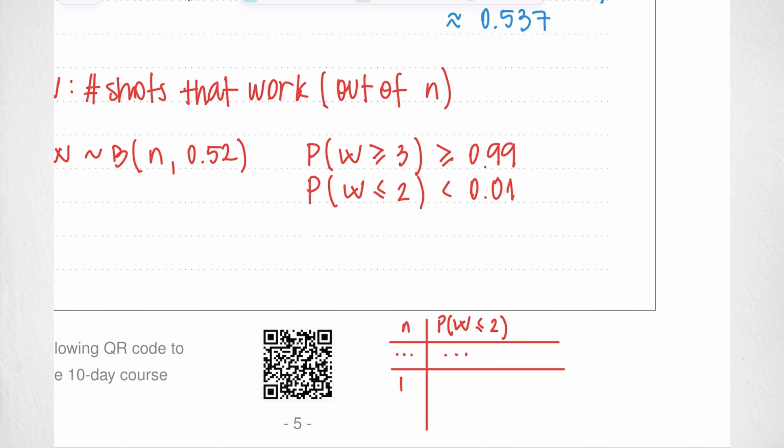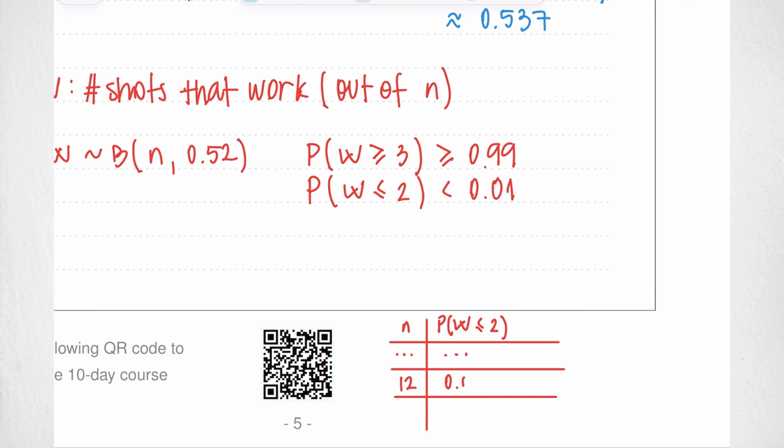Now you could definitely guess and check and try a few numbers for n and check the results in your calculator until you get something which is less than 0.01, or you could create a table to do just that. And if you do so, you are going to notice that for n equals 12, the probability of W being less than or equal to 2 is 0.0137, which is not quite there. Now for n equals 13, we have 0.0077. Therefore, the briefcase should contain at least 13 shots.